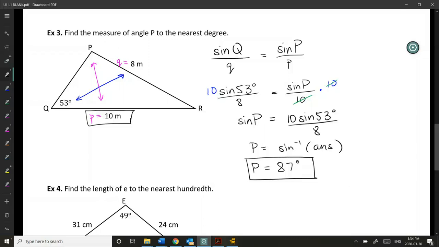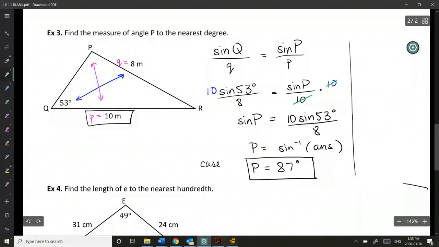So if you're ever solving a question where you have to do sine inverse of a positive answer like we just did, so for instance, when you put in 10 sine 53 over 8, you'll see it was like positive 0.9 something. This actually technically has two possible answers to it. So with the ambiguous case of sine, you do need to make sure that you consider that. This would be like case number 1.